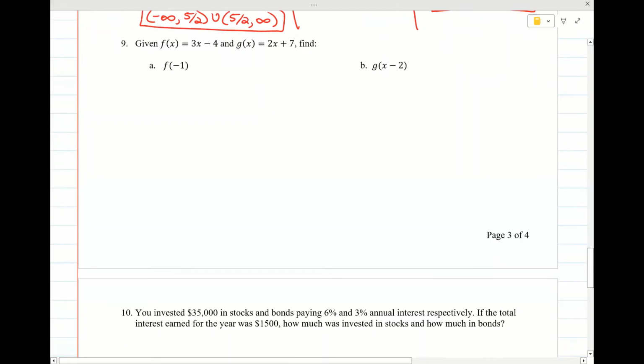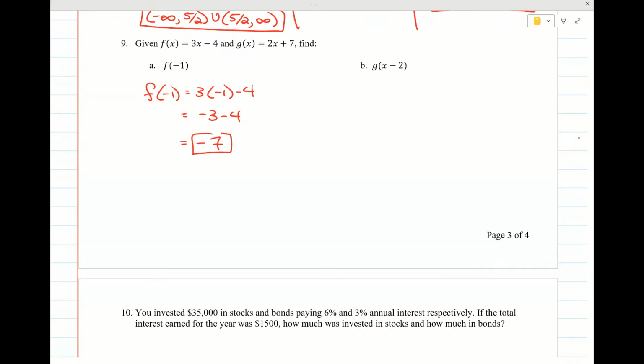For problem number 9, we are evaluating functions, and f of negative 1 means you plug in negative 1 for all of the x values. And if we simplify this, we get negative 7, so that would be f of negative 1. And then g of x minus 2 means we plug in x minus 2 for all of the x's in g of x. So instead of saying 2 times x plus 7, it's 2 times x minus 2 plus 7, which would be 2x minus 4 plus 7, or 2x plus 3.